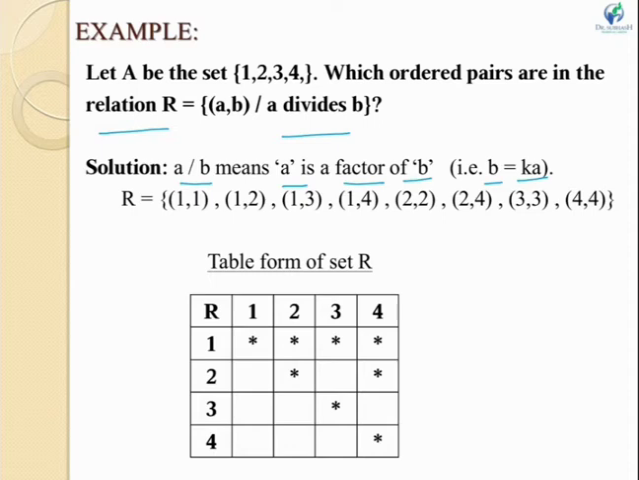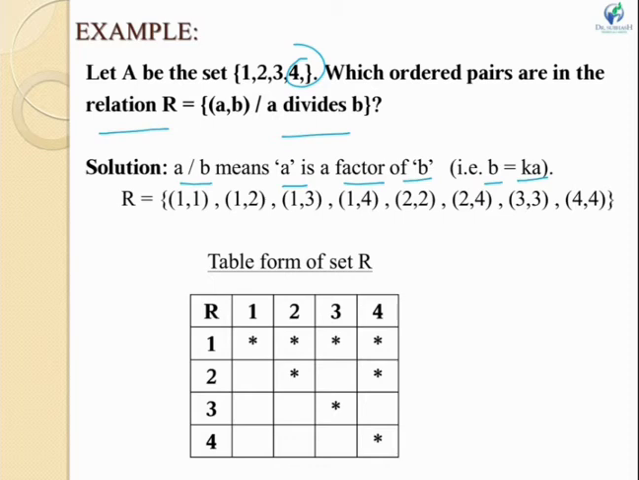Now we have to construct from set A. So the ordered pairs can be (1,1), (1,2), (1,3), (1,4), (2,1), (2,2), (2,3) and (2,4). Similarly, you can have (3,1), (3,2), (3,3) and (3,4). And again by taking 4, we have (4,1), (4,2), (4,3), (4,4).